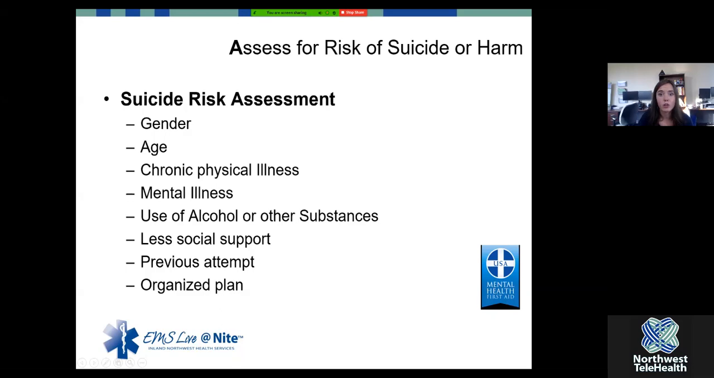Having less social support, so I mentioned before how important social support is: friends, family, coworkers. And then previous attempt and organized plan. What are the two biggest risk factors on that list?